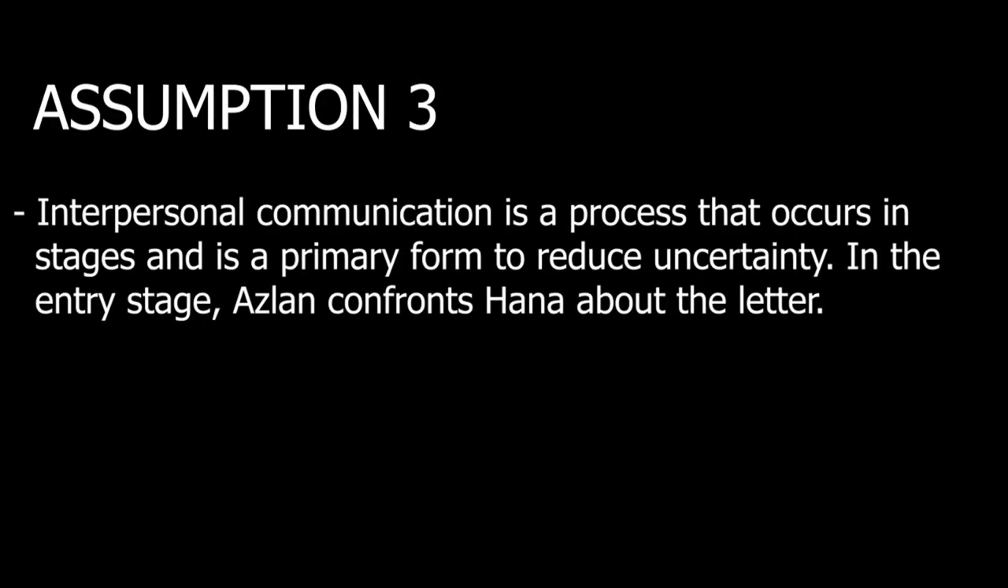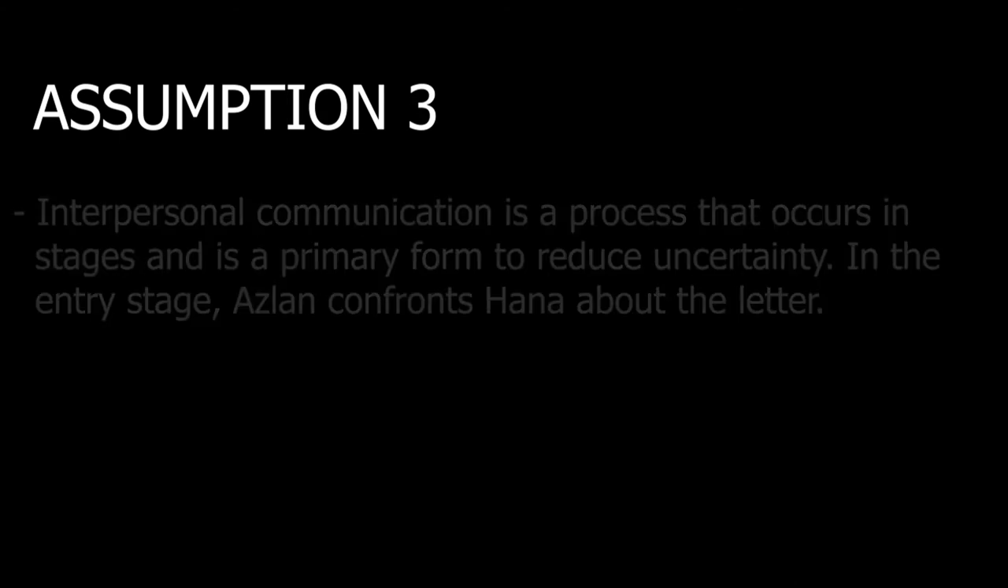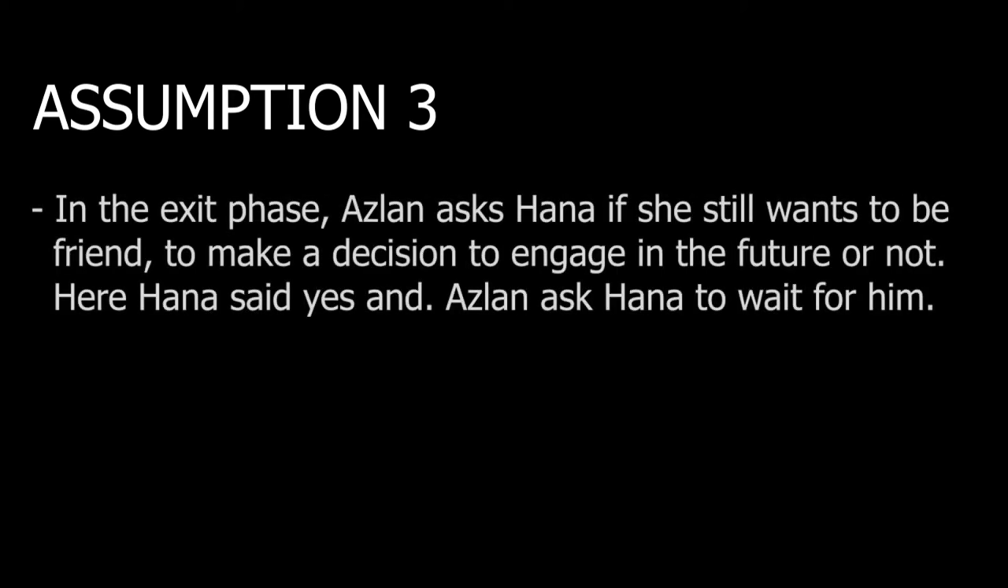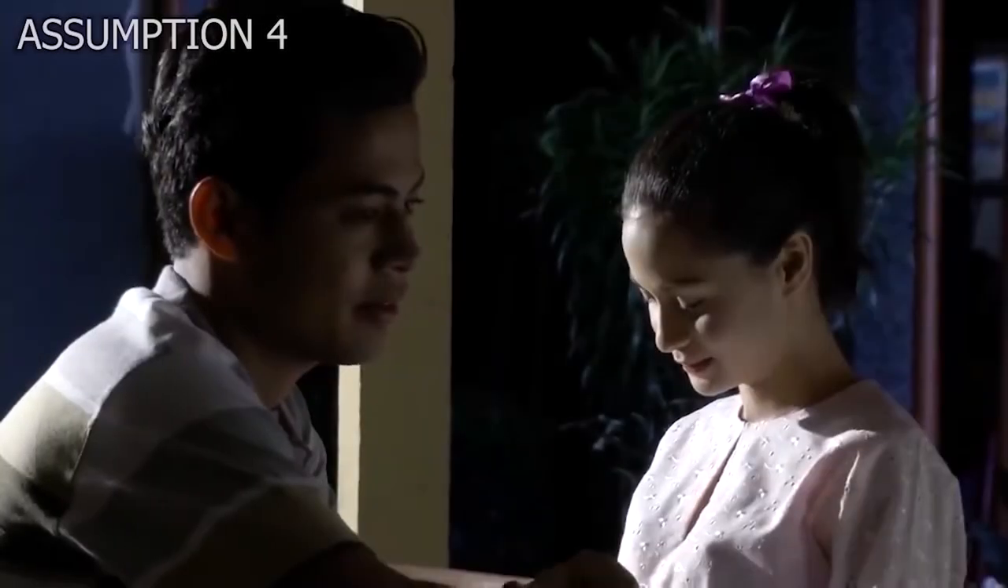Interpersonal communication is a process that occurs in stages and is a primary form to reduce uncertainty. In the entry stage, Azlan confronts Hana about the letter. In the personal phase, Azlan and Hana start to be more comfortable with one another. Hana also tells personal information about her parents' divorce to Azlan. In the exit phase, Azlan asks Hana if she still wants to be friends to make a decision to engage in the future or not. Here, Hana said yes, and Azlan asks her to wait. She then proceeds by saying she loves him.